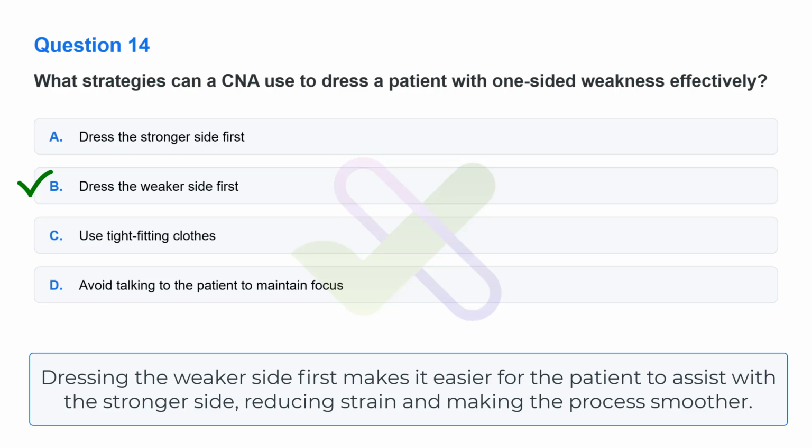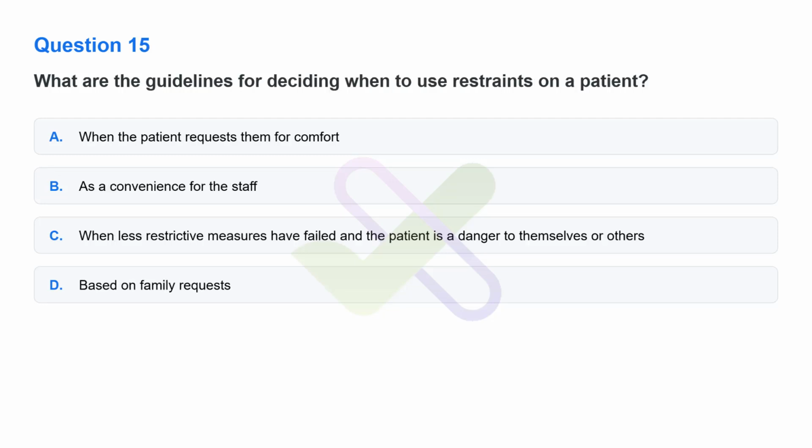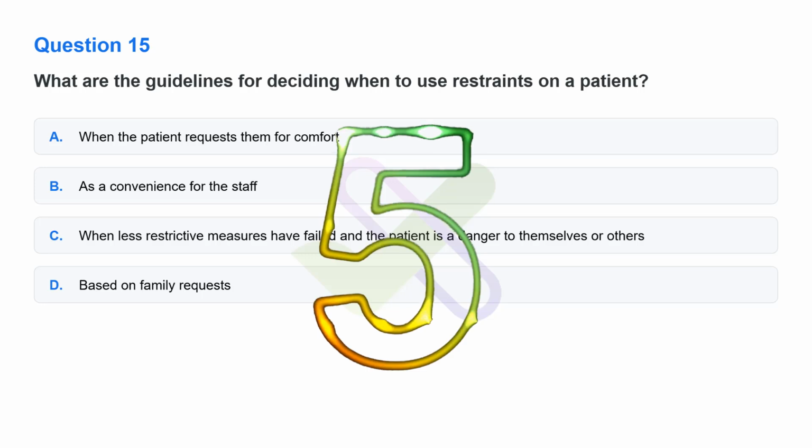making the process smoother. What are the guidelines for deciding when to use restraints on a patient? A. When the patient requests them for comfort. B. As a convenience for the staff. C. When less restrictive measures have failed and the patient is a danger to themselves or others. D. Based on family requests.